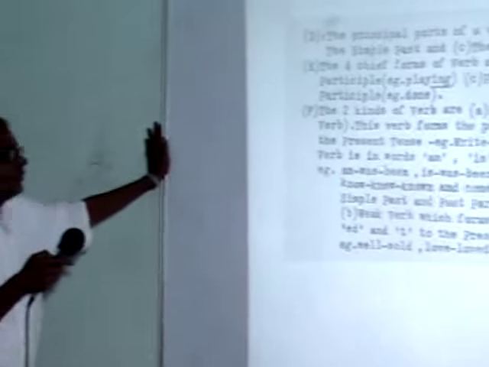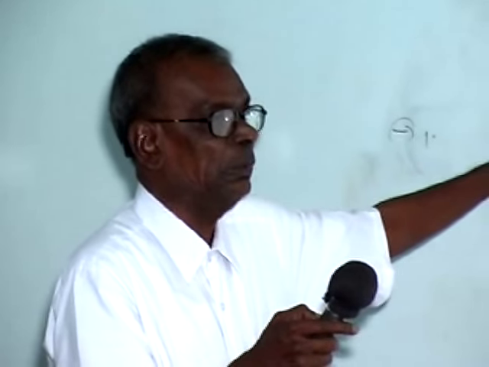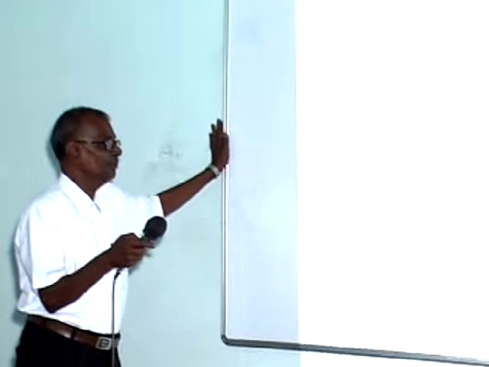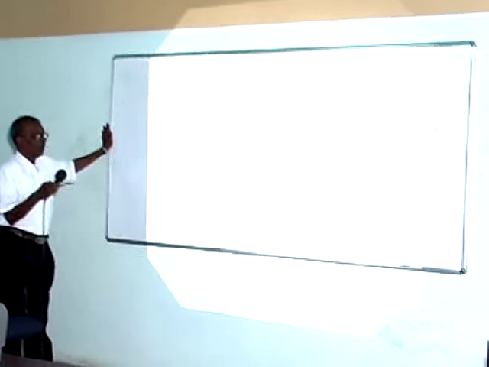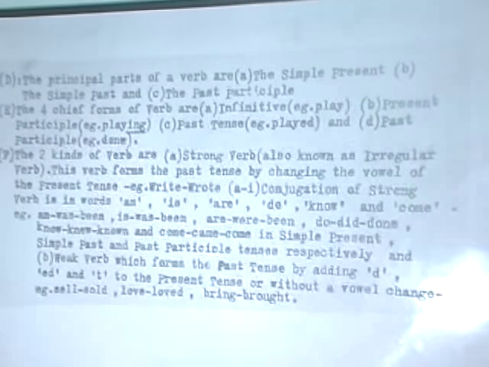The verb can be a strong verb, also known as irregular verb. This verb forms the past tense by changing the vowel, for example write, wrote. Conjugation of strong verbs is in words am, is, are, do, know, and come. Some examples are am, was, being, is, was, are, were, being, do, did, done, know, knew, known, and come, came, come. In singular, simple present, simple past.